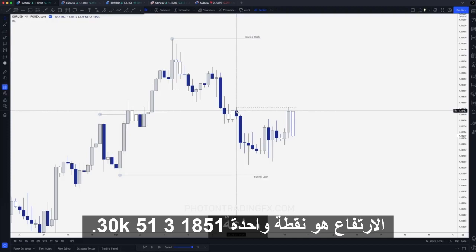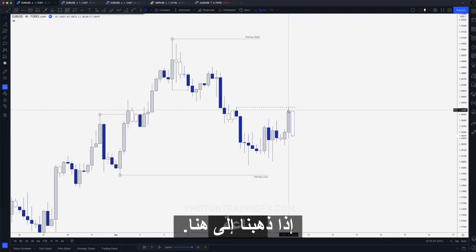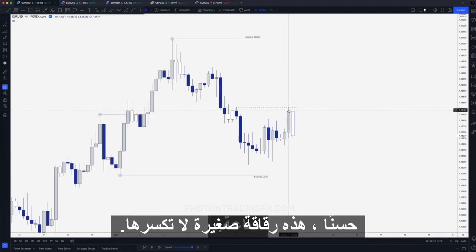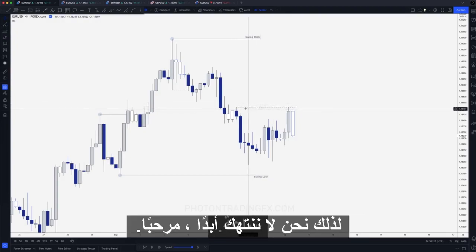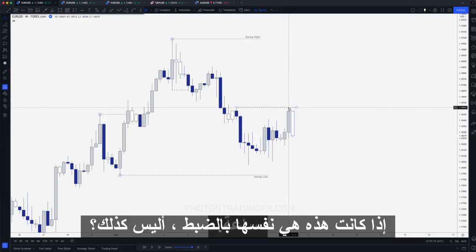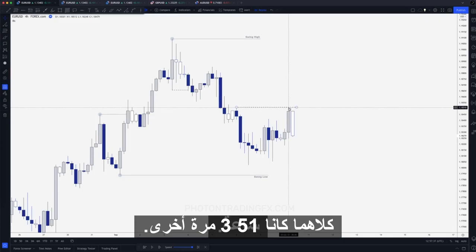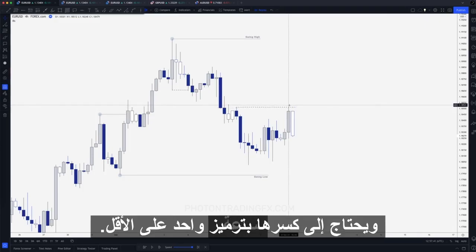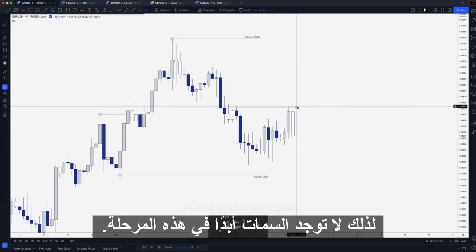The high, it says, is 1.18513, okay? 51.3, that's the high. If we go to here, what is the high of this candle? 51.2, okay? So that is a micro pip short of breaking it. So it never breached the high. Now, if these were exactly the same, both 51.3, it's still not a break of the high. It needs to break it by at least 1 micro pip. So it never trades higher at this point.